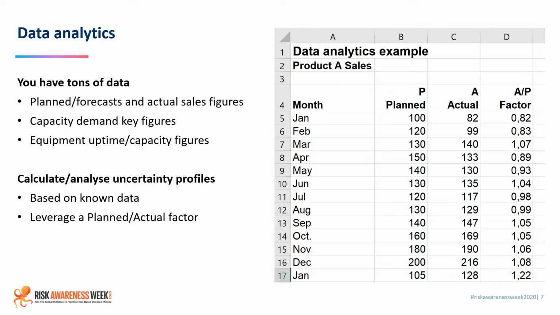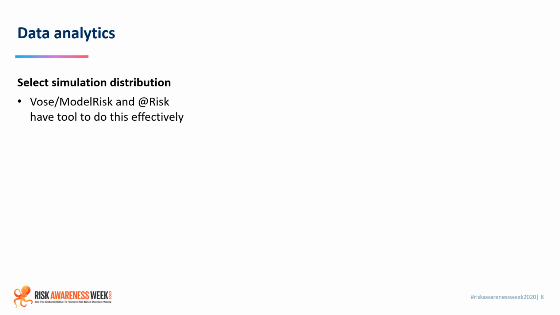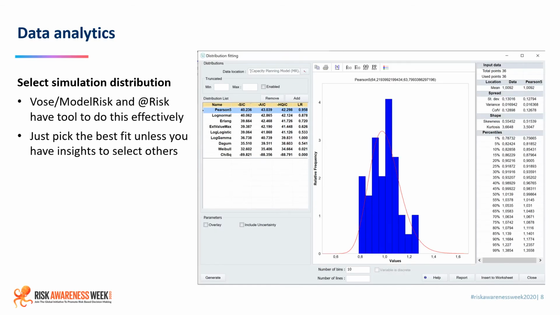In this case, we have product A sales. These are dummy figures, of course, but we have a planned sales and an actual sales. And based on these, we simply calculate an AP factor, actual divided by planned. If it's below 1, then sales or demand was not what we expected, and if it's above, it's higher than expected. And we calculate this and look at what's the profile. Now, leveraging the tools that are in ModelRisk from Vose or @Risk from Palisade, we can easily do this. We can easily make the analysis and see what is the uncertainty around this.